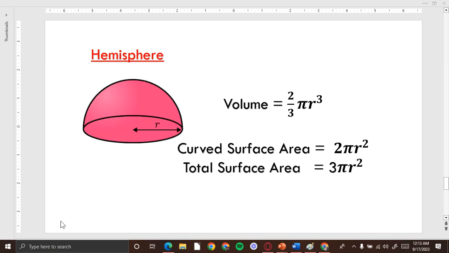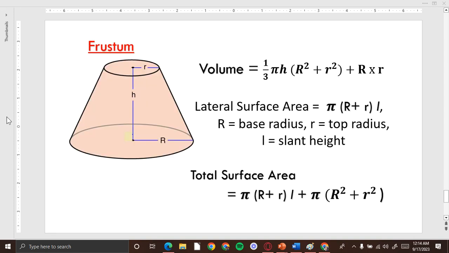Hemisphere. A hemisphere is half of the sphere. If r is the radius of the hemisphere, then volume is equal to 2 by 3 pi r cube and curved surface area is equal to 2 pi r square. Total surface area is equal to 3 pi r square.